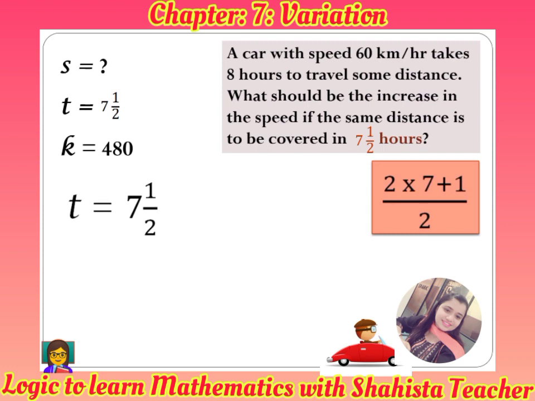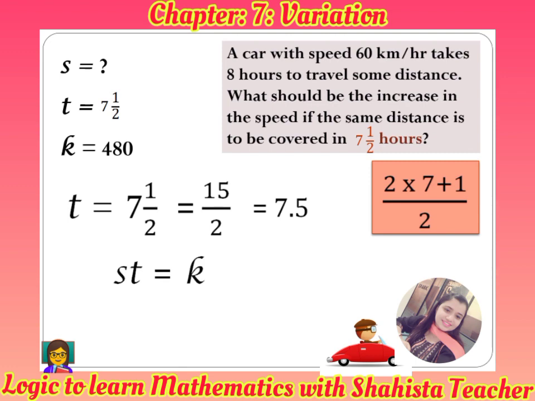Now here T, the time, is 7.5. Now here apply the mixed fraction rule. 2 multiplied by 7 plus 1, divided by 2. So 2 7s are 14 plus 1 is 15. 15 divided by 2 is nothing but 7.5. So T is equal to 7.5 after applying the mixed fraction rule.